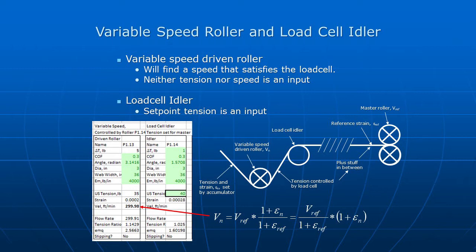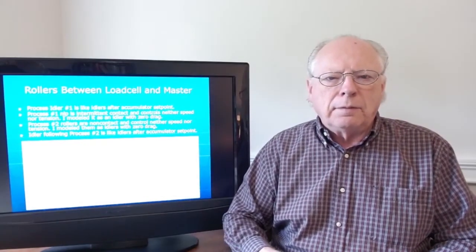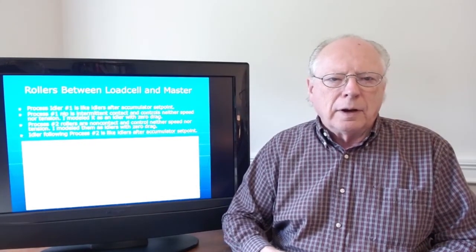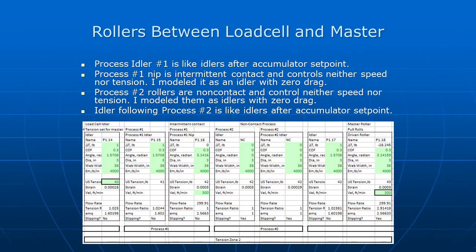And so we have variable speed roller, and then it fed a load cell idler, which was the reference tension that was used everywhere in the web path. And that reference tension went over an idler, eventually did find its way down to the master roller in the web path. Okay, so downstream of the variable speed roller, we had a process idler number 1, which is modeled just like an idler after the accumulator set point.